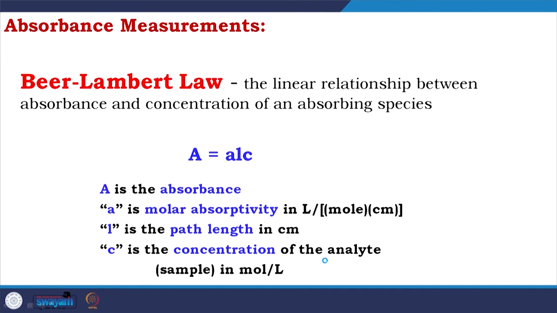So, as per the Beer-Lambert law, there is a linear relationship between absorbance and concentration of an absorbing species: absorbance A equals alpha into L into C. A is the absorbance, the capital A. Alpha is the molar absorptivity, as I told, which could also be called epsilon, in liters per mole centimeter. L is the path length in centimeters, and C is the concentration of the analyte in moles per liter.